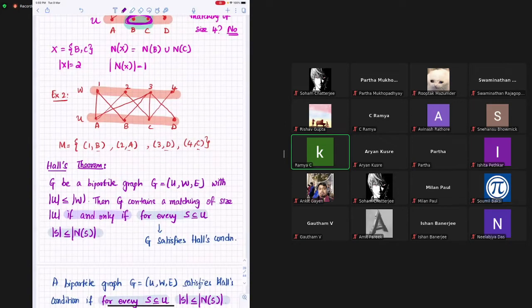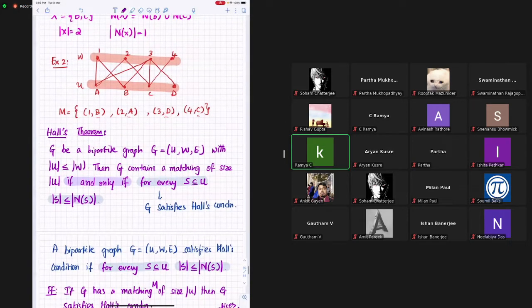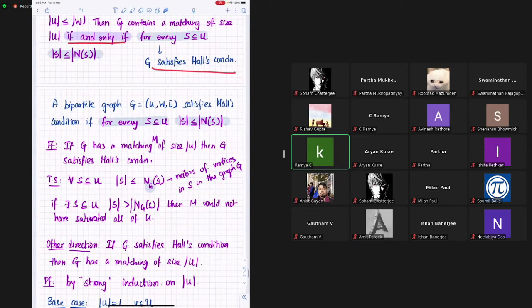So the statement that we want to prove is: the bipartite graph G contains a matching of size |U| if and only if G satisfies Hall's condition. One direction is easy: if G has a matching of size |U|, the cardinality of the set U, then G satisfies Hall's condition.